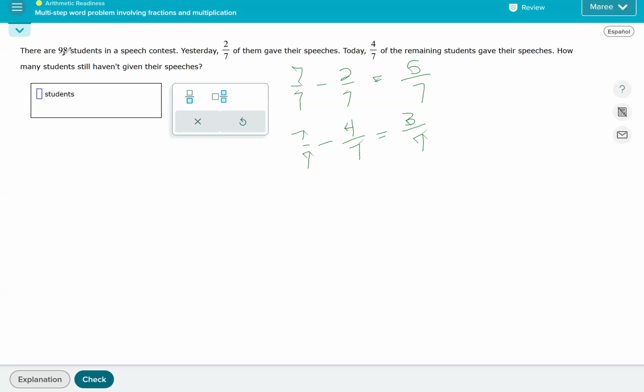So we start with 98 and we multiply that by 5/7. I like to just divide by 7 first and then multiply by 5. So 7 into 98 goes 14 times, and 14 times 5 is 70. So 70 is how many started today. Then we take that 70 and multiply it by the 3/7 that we found. 7 goes into 70 10 times, and 10 times 3 is 30. So our answer is 30 students have not given their speeches yet.